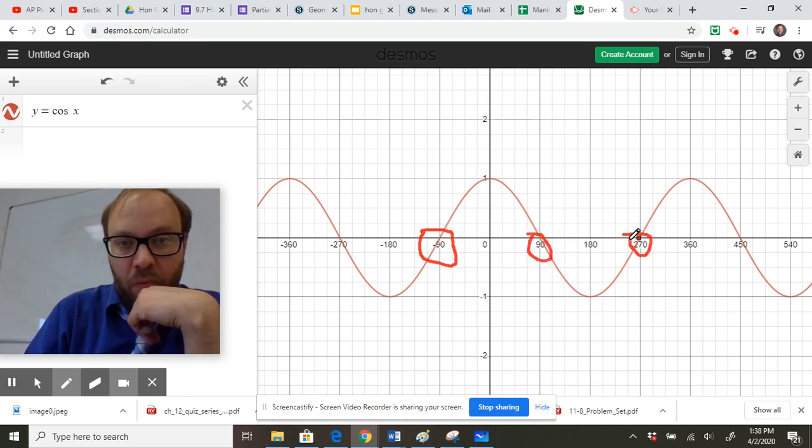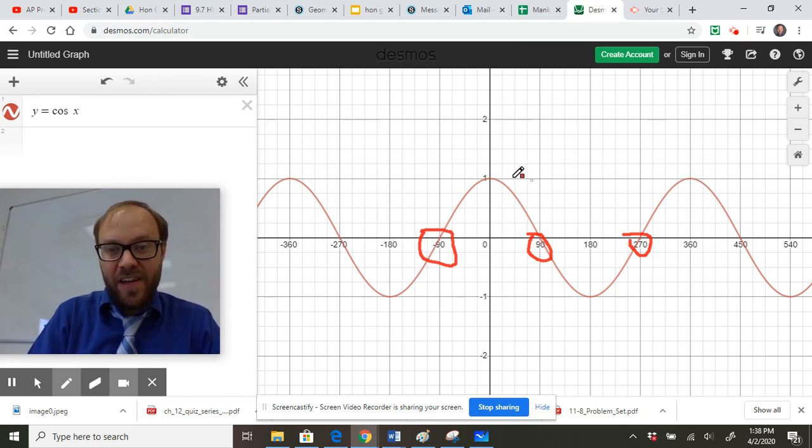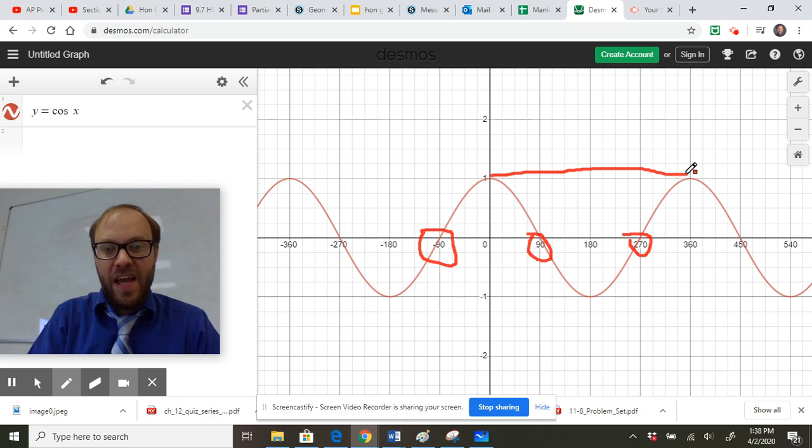Still has an amplitude of 1. Notice that the period is still 360 degrees. It hits a max of 1 over here at 360, so it cycles every 360 degrees. The midline is still the x-axis. All of those other features are the same.